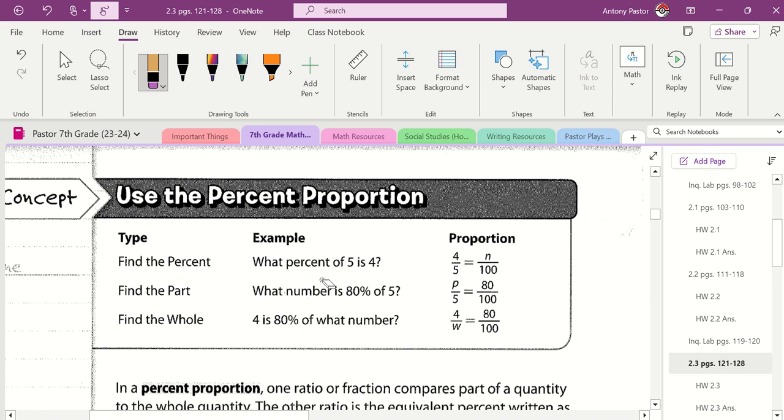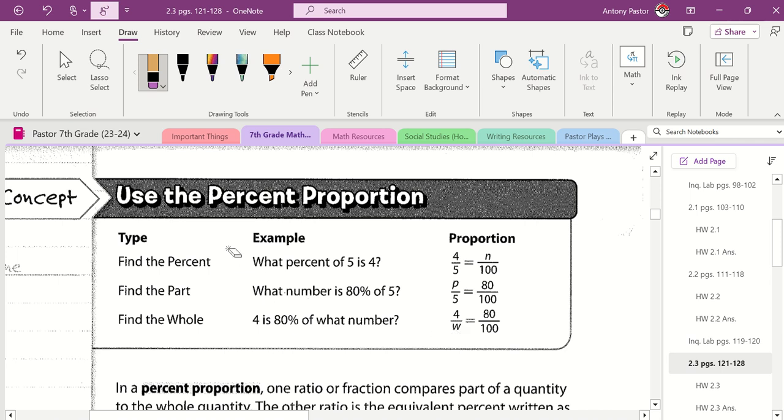Again, when you're trying to find the percent of a number, what percent of 5 is 4, you would put N for the number percentage that we don't know. Find the part, we would put P for the part. The part of 5, what part of 5 is 80%? And then for the whole number, we would put W on the denominator, because we know 4 is 80% of what number, we just don't know what that number is.